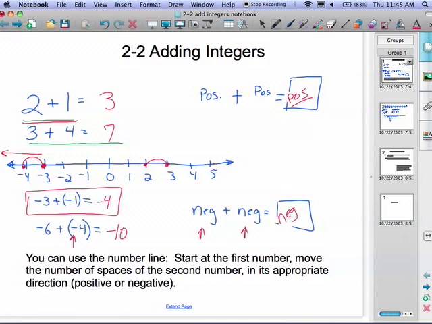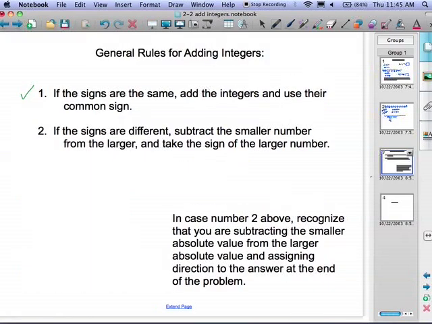It also works with the negative numbers. Here we had negative 3 plus negative 1. Add the two numbers together. 3 and 1 is 4. And take the common sign. They were both negative, so the answer is going to be negative. Same holds true with negative 6 plus negative 4. 6 plus 4 gives you 10. And since they were both negative to begin with, we added them, and we're going to make the answer negative. So, generalization, if the signs are the same, add the integers and use their common sign.